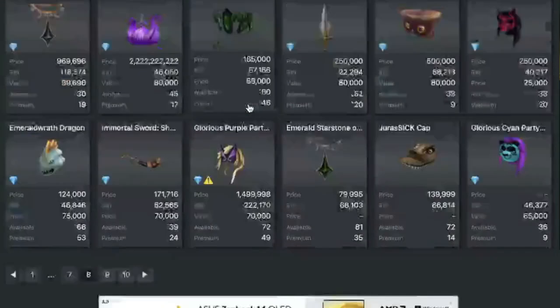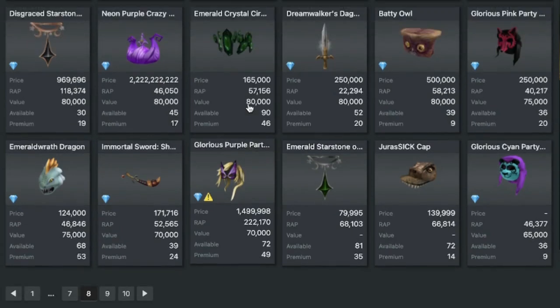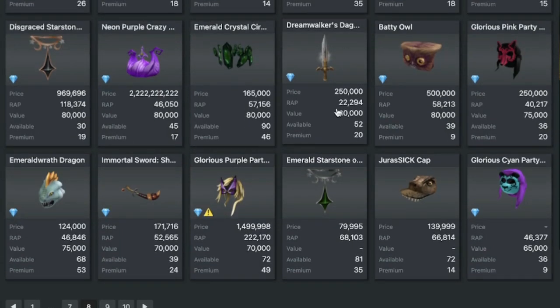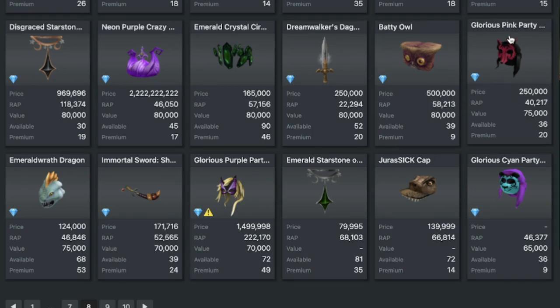That is pretty expensive. If you go down a bit, you might find this, Dreamwalker's Dagger, worth 80,000 Robux, and this item is actually a gear, believe it or not. It's selling for a very high price. It has a very low wrap too, which is a very common thing you might find with some of these rare items, that they have a very low wrap. As you can see, this item right here, Glorious Pink Party Queen, is valued at 75,000 Robux. It only has a wrap of 40,000.